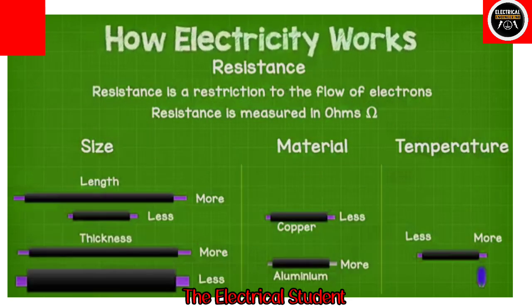Resistance is a restriction to the flow of electrons in a circuit. The wire which carries the electrons will naturally have some resistance. The longer the wire, the greater the resistance. The thicker the wire, the lower the resistance. The resistance to the flow of electrons is different for each material, and the temperature of the material can also change the resistance to the flow of electrons.